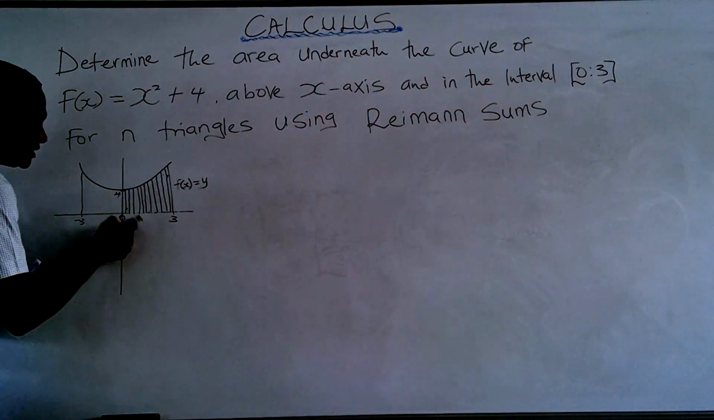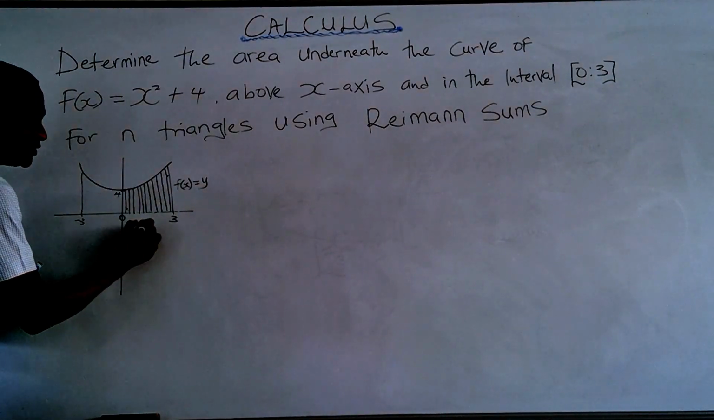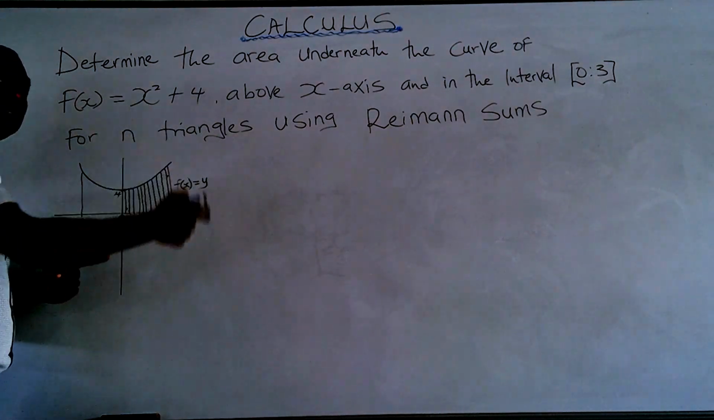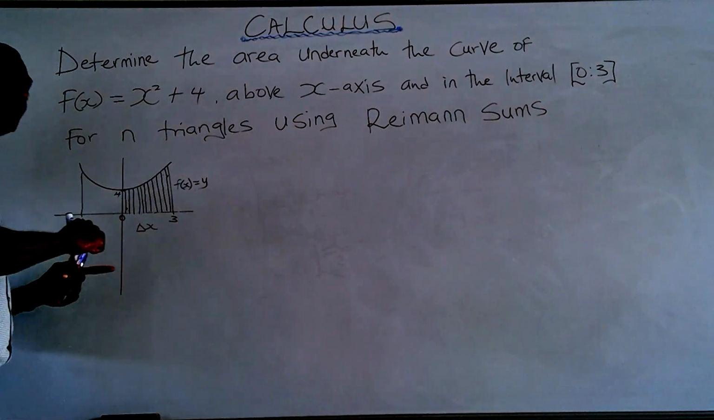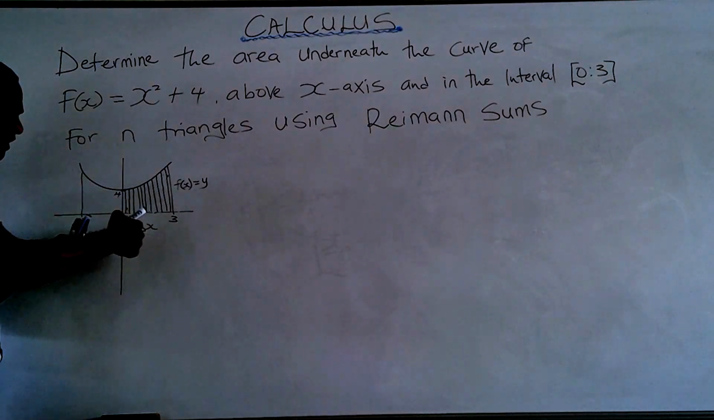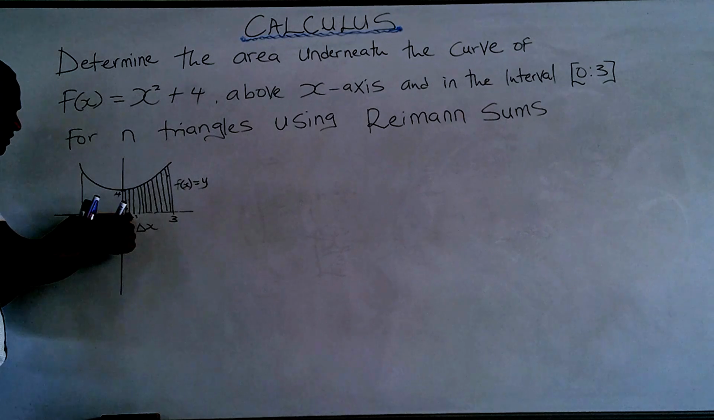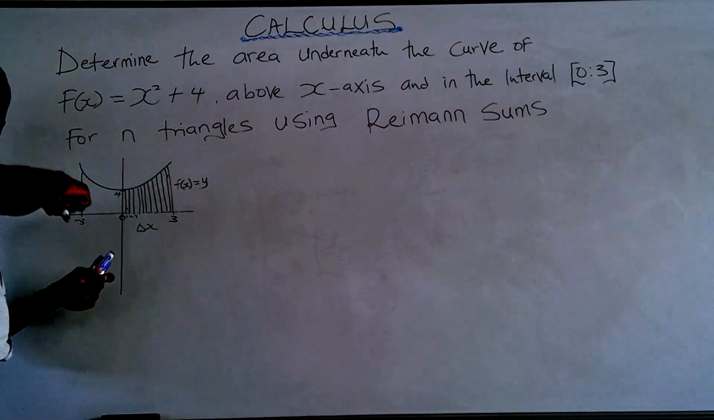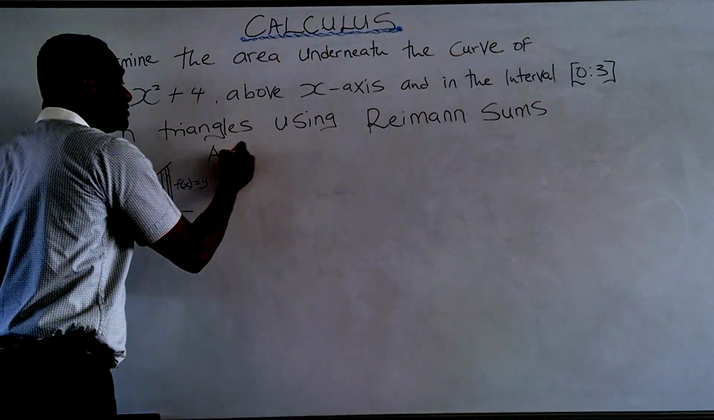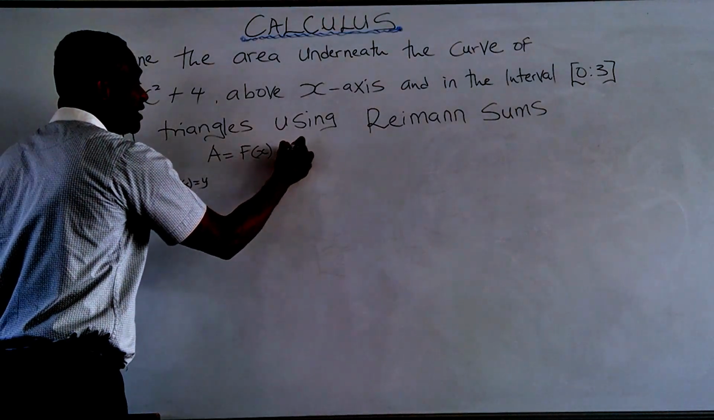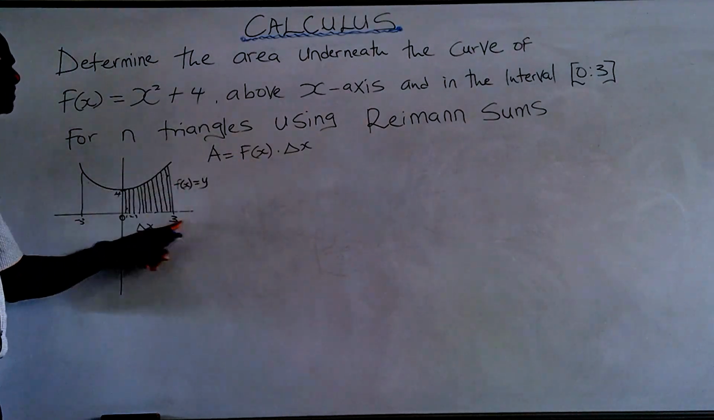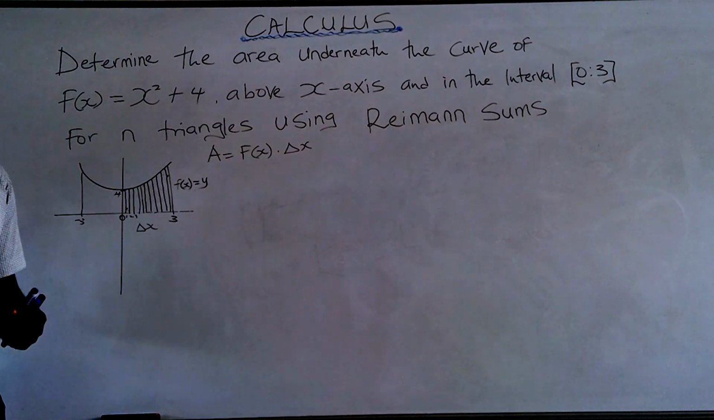And for the changes in between the rectangles, we can use delta x. Delta x means the difference between the right and left bottom part of a rectangle. So if we have 1, 2, 3, the breadth is 1 minus 0. The breadth of the next rectangle is 2 minus 1, so that's why we're using delta x. In a nutshell, the area is going to give us f of x times delta x, and that is length times breadth.